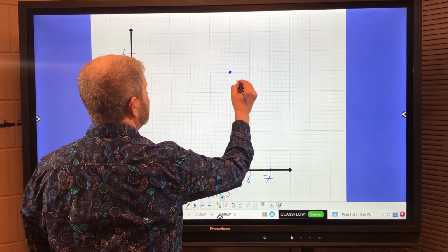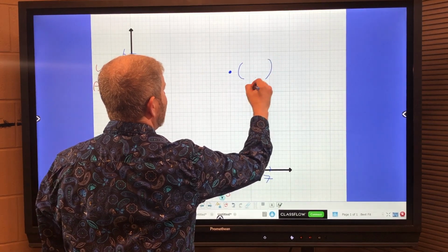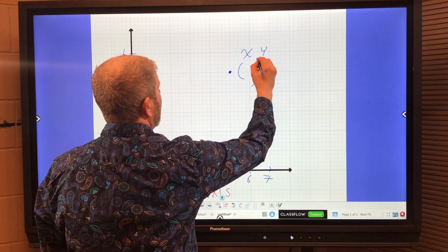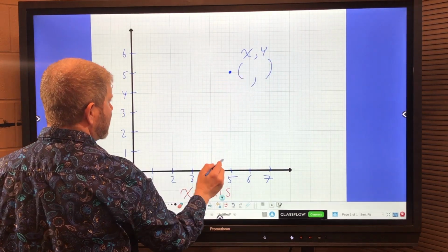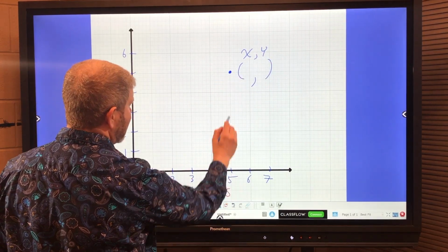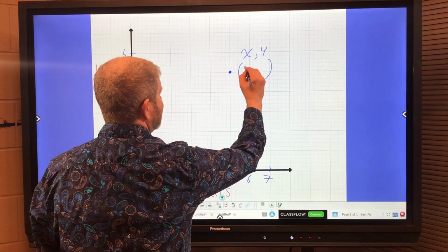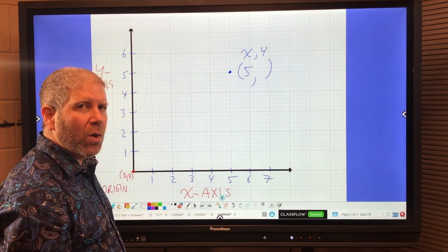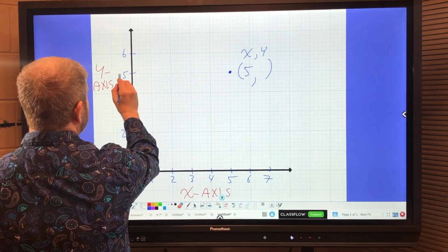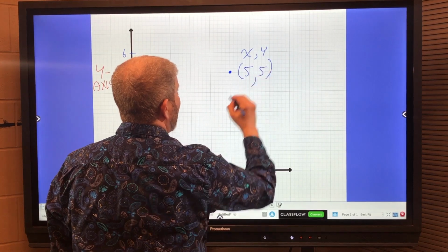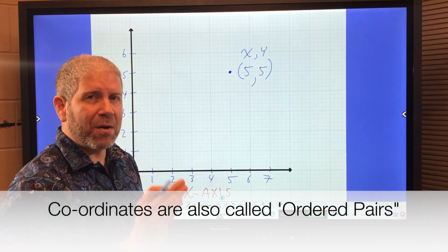Let's start with this point here. We know that this coordinate is going to have an x-coordinate and a y-coordinate. And to find the value of the x-coordinate, we simply look over and say, where does this point match up onto the x-axis? And since it hits 5, the x-coordinate will be 5 for that point. Also on the y-coordinate, it hits the 5, so this point has coordinates of 5, 5.